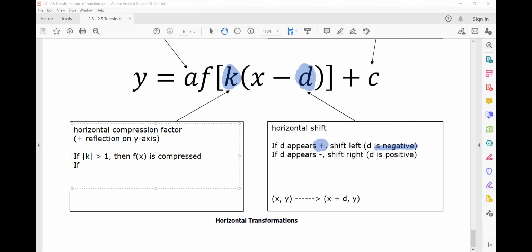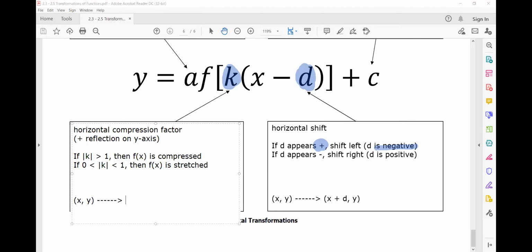Okay. In the same way, if the K value is a decimal, in other words, the absolute value itself is smaller than 1, then the f of x is stretched. So think about it this way. If the K value is 0.5, is a decimal, it's half, then you're actually multiplying by 2. It makes more sense to do it mathematically. So take a look.